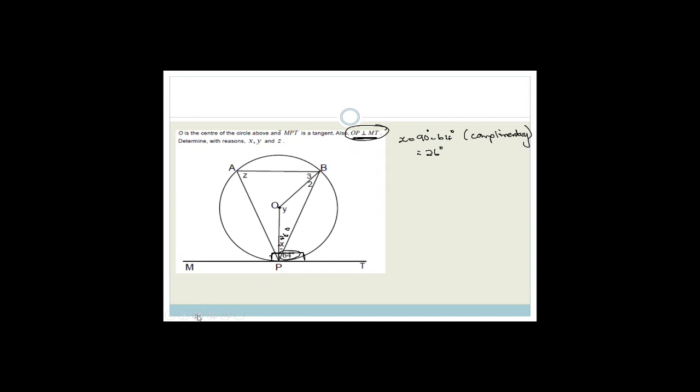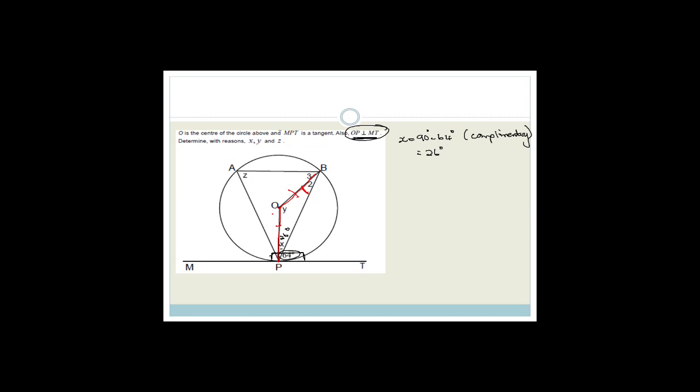Well, what do we know about O? We know that O is the center of the circle. So therefore, do you agree that OP and OB are radii, so these two are equal. So do you agree that means I could get this B2, because that would be a base angle of an isosceles triangle, and then we can use the angle sum of a triangle to get Y.